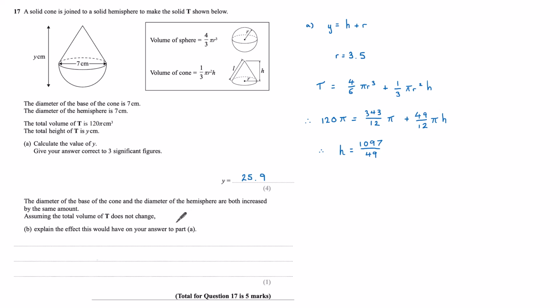The diameter of the base of the cone and the diameter of the hemisphere are both increased by the same amount. Assuming the volume does not change, explain what effect this would have on your answer to part A. Well, if we look at this shape, if this diameter got wider, but the volume remained the same, then this y value here would need to decrease. And so the answer obtained would decrease.